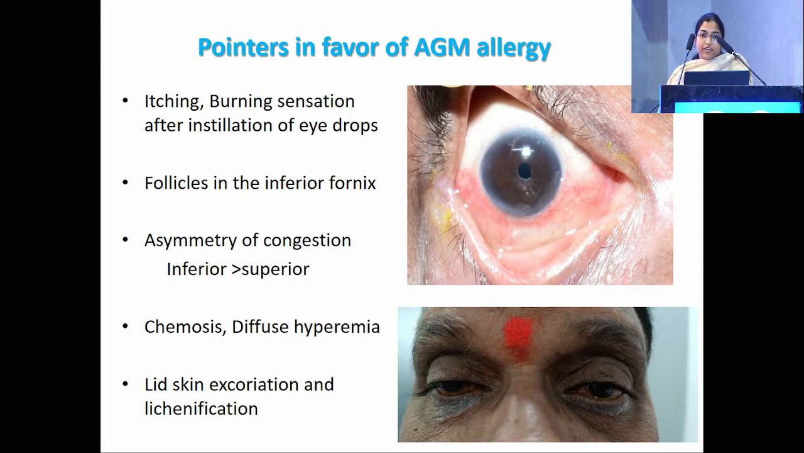So the points in favor of anti-glaucoma medication allergy are: first, we need to elicit a history of which anti-glaucoma medication the patient is using. There will be itching and burning sensation after the instillation of the eye drops. Follicles will be predominantly in the inferior fornix compared to the superior fornix, so there will be asymmetry in the congestion. Congestion in the inferior conjunctiva will be greater than the superior conjunctiva. In some cases, there may be chemosis and diffuse hyperemia. And you also have to look around the ocular adnexa to see if there is any lid skin excoriation and lichenification.